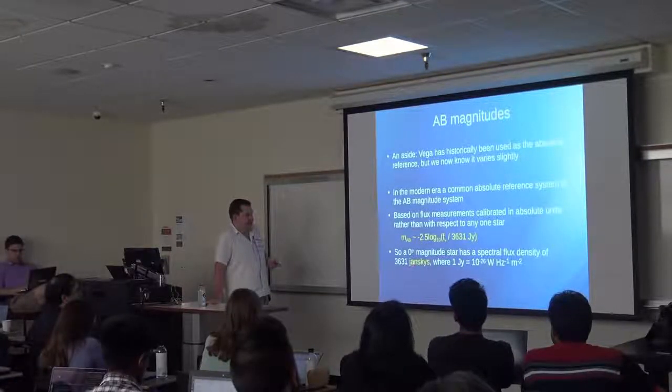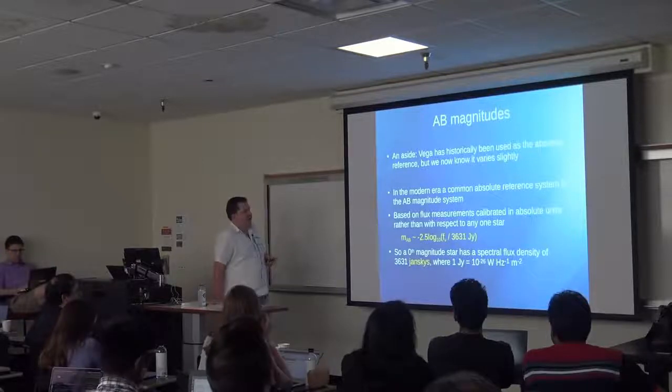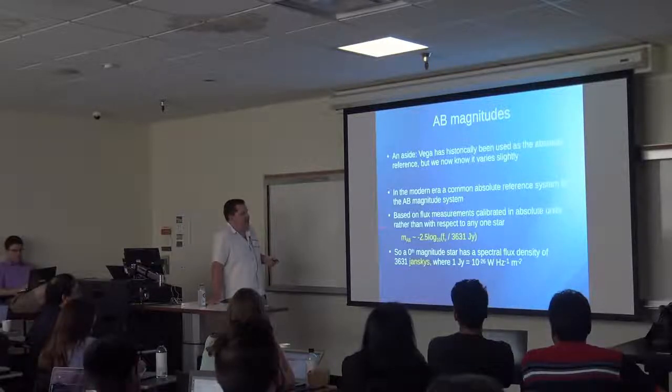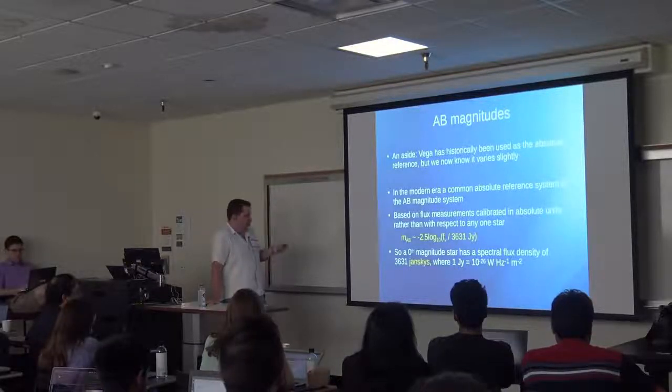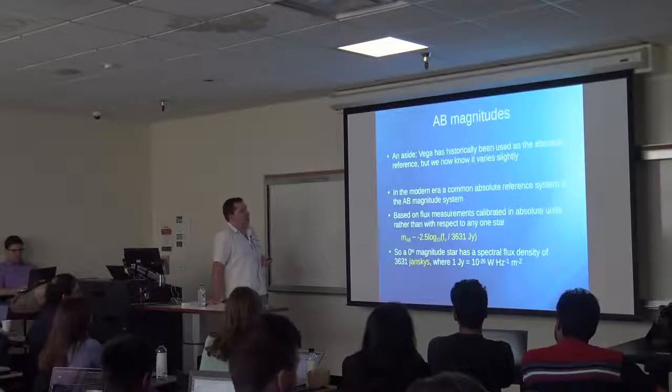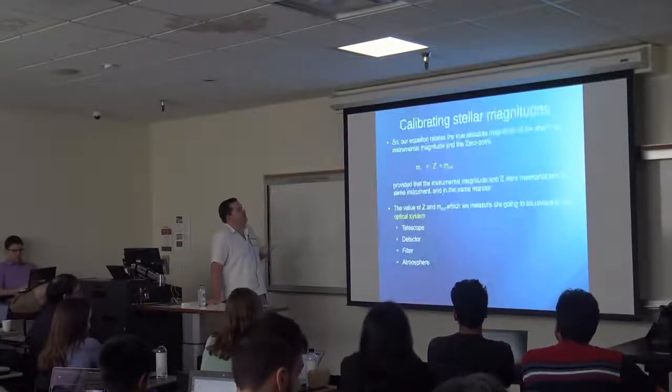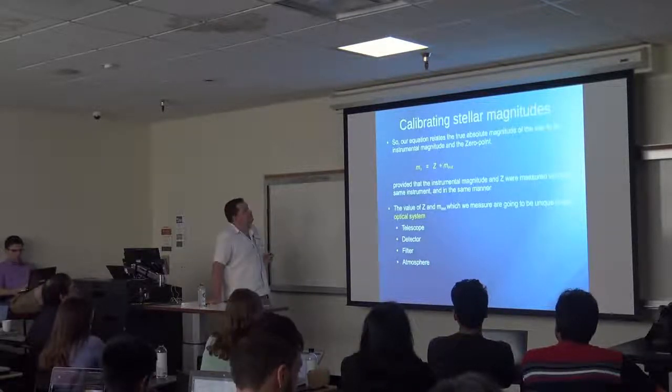A Jansky is a unit that we've inherited from radio astronomy, where 1 Jansky is 10 to the minus 26 watts per hertz per meter squared. So this is an alternative way of defining essentially what a 0th magnitude star is, rather than referring to an actual physical star. But that's just really an aside. It's not something you need to worry about going forward.